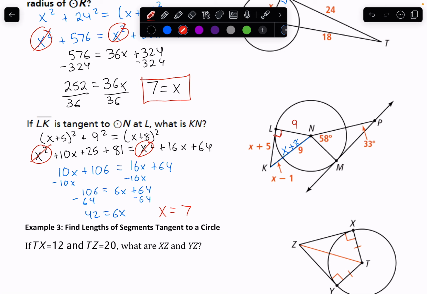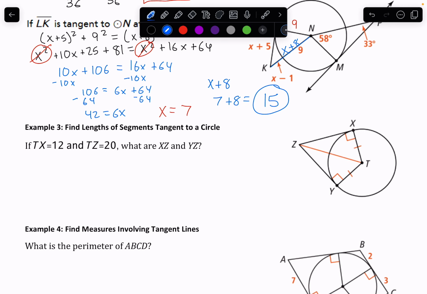x won't always equal 7. It just happens to in these couple of examples here. So then we say, all right, if x equals 7, we are being asked what is KN. KN was represented by the expression x plus 8. So 7 plus 8 tells us KN is 15 units.